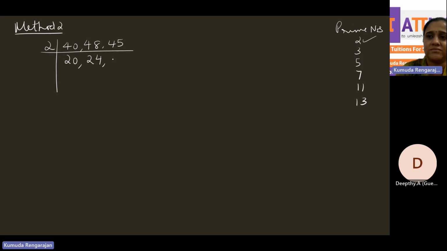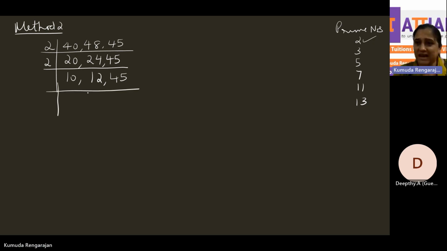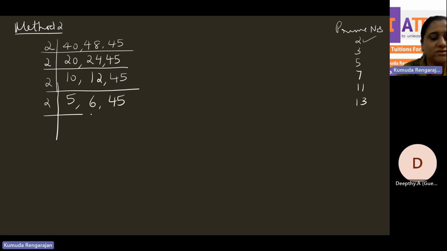What do you do with 45? Write it as it is. Can we take 2 again? So 2 how many times? 10, then 12. 45 is not divisible by 2, so write it down as it is. You must take 2 as long as at least one number is divisible by 2. So again take 2: 5 times, 6 times, write 45 as it is. Again take 2, because 6 is divisible by 2. So write 5 as it is, 3 times, 45 as it is.